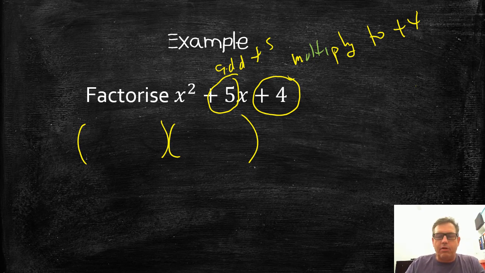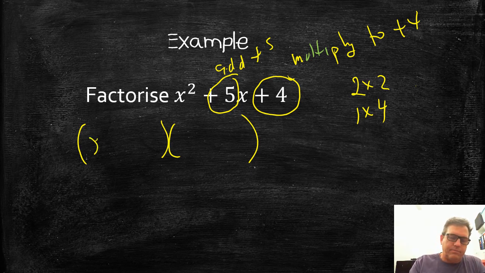So we always start with the multiplying. What things multiply to give me 4? It's either 2 times 2 or 1 times 4 that multiply to give me 4. Which of those pairs add to 5? Yes, it's 1 and 4. So that means I know it's going to start x and x because x times x is x squared, and I need my 1 and my 4. Plus 1, plus 4. Now, it doesn't matter which bracket goes where.